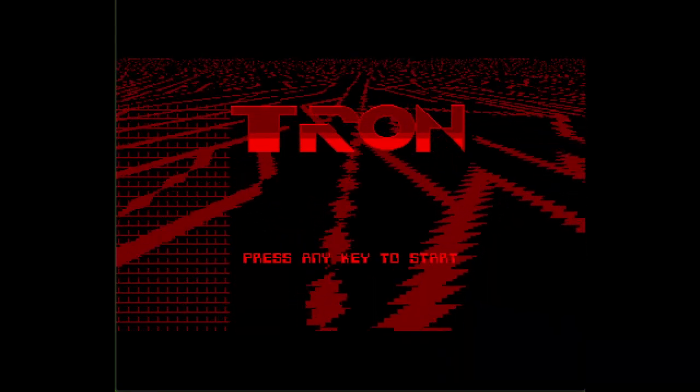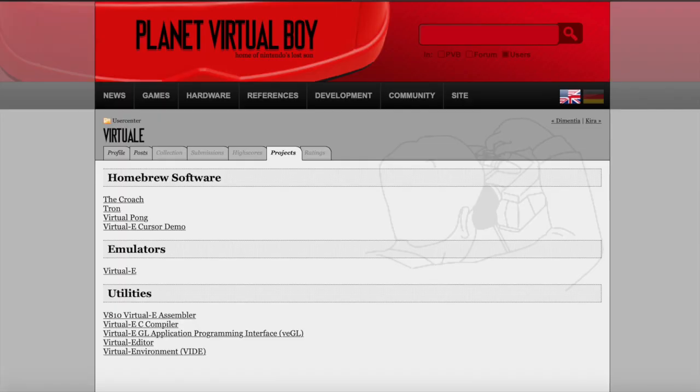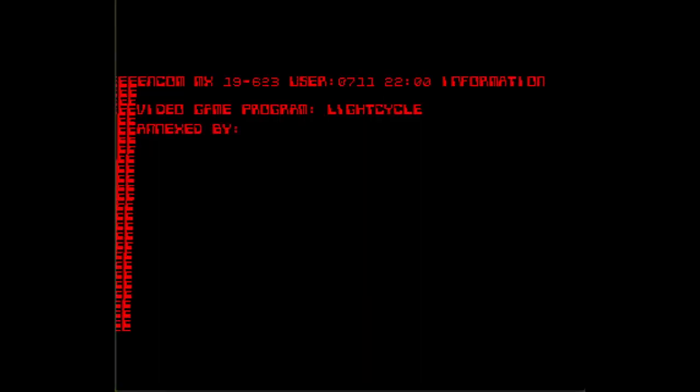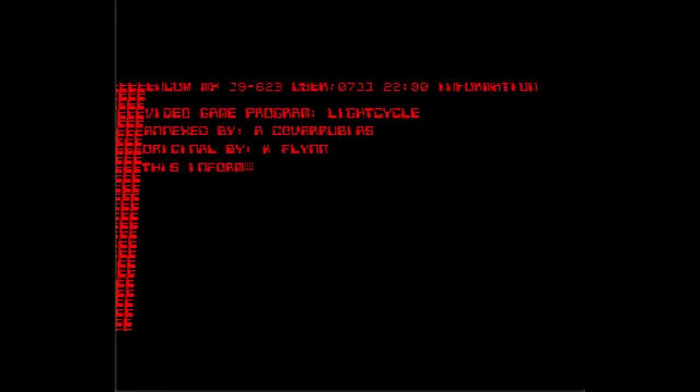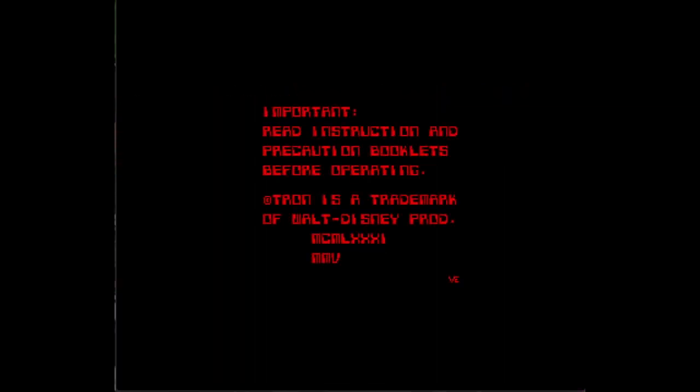This futuristic homebrew was created by one of the pioneers of the Virtual Boy homebrew scene, Alberto Covarrubias. This was a very early project that was taken on by Alberto and teased in 2000, but then went quiet regarding the game for 8 years. Then, out of seemingly nowhere, Alberto dropped his final version of Tron on May 7, 2008.